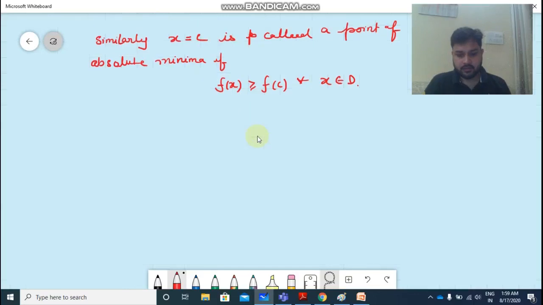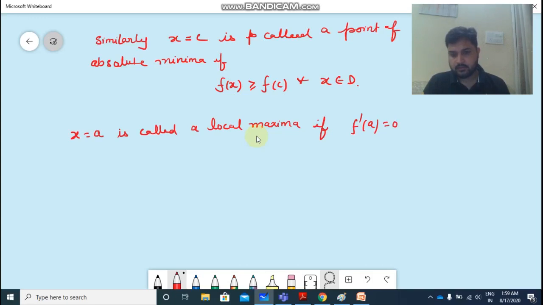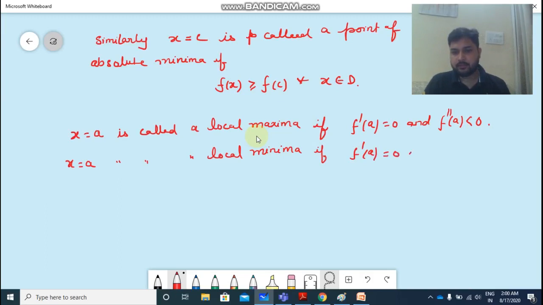Similarly we can define the point x is equal to a is called a local maxima if f dash a is equal to 0 and f double dash a is negative, and the point x is equal to a is called a local minima if f dash a is equal to 0, but this time f double dash a should be positive.